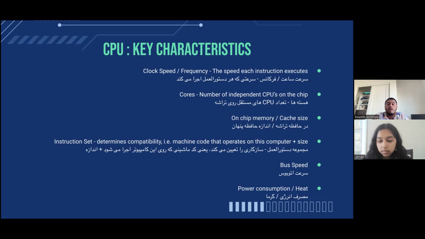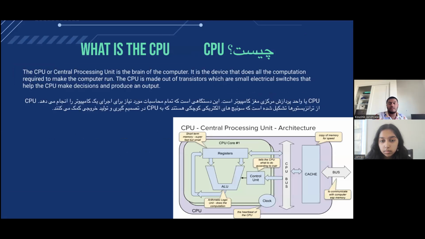Cores of a CPU indicate the number of independent CPUs on the chip. Now we have CPUs running anywhere between 16 to 32 cores. This means we can have anywhere between 16 to 32 individual CPUs on one single chip. On-chip memory, or cache, basically means the size of the CPU's internal memory, this piece right here.